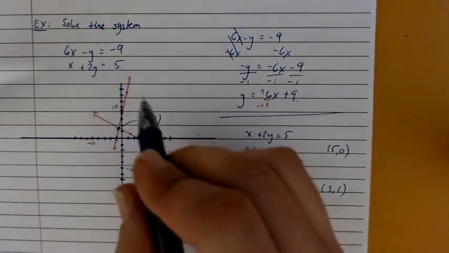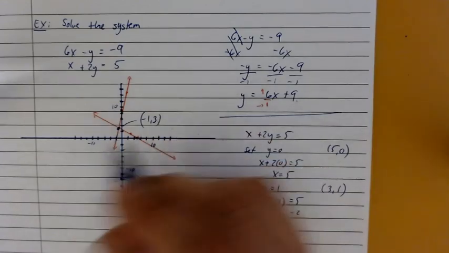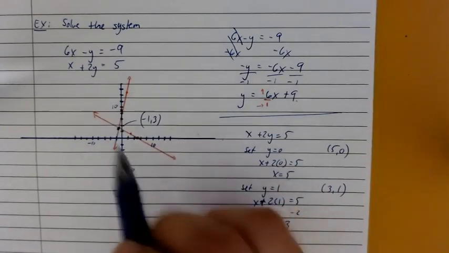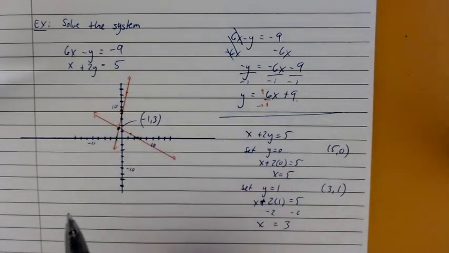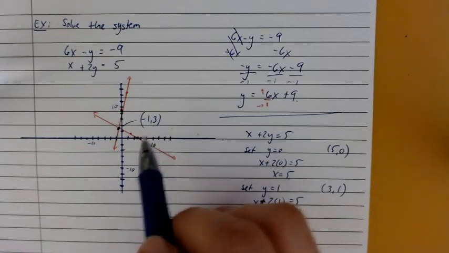Okay. If you don't have a pen that's quite as sharp as mine, I have a very fine point pen here, you might want to make your graph a little bit bigger. Do whatever you need to make it as clean and clear for yourself as possible. Okay. (-1, 3), now we believe that's the solution.